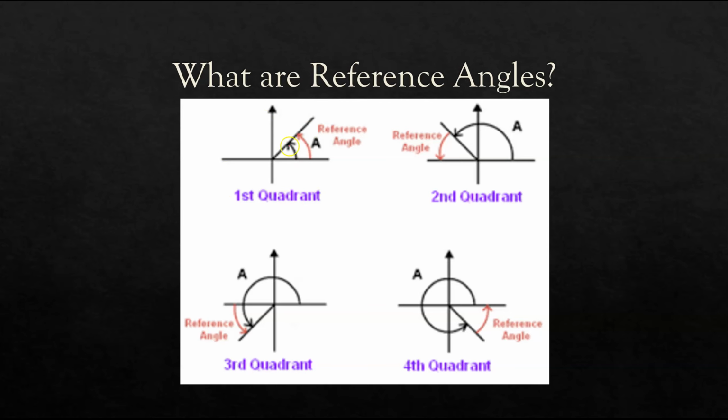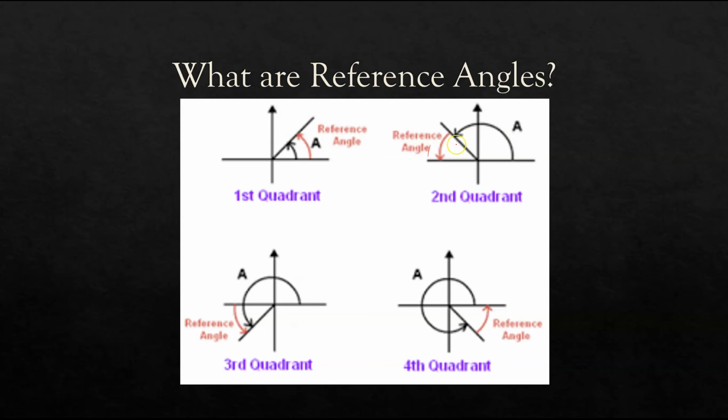In the first quadrant, you'll see that the acute positive angle between the terminal side and the x-axis is just the same angle, right? This angle is positive and it's acute. So this is sort of the reference angle right here. In the first quadrant, the reference angle and the angle are the same thing. So it's not really interesting in the first quadrant.